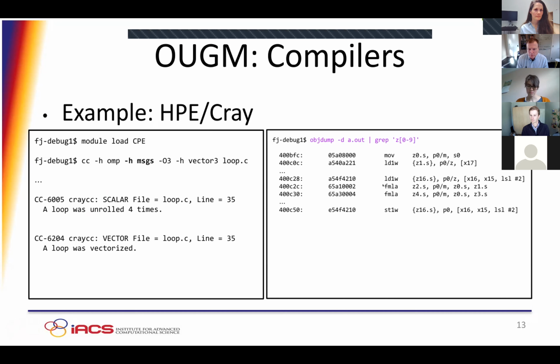There's the FMLA, for example, which is the fused multiply-add operation. So that's A times B plus C collapsed into a single hardware instruction, which is a common pattern in scientific code, of course.